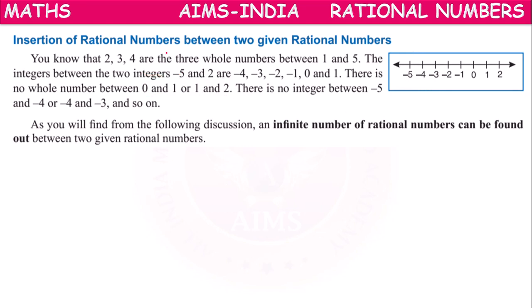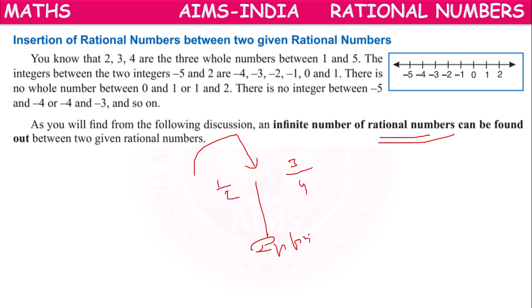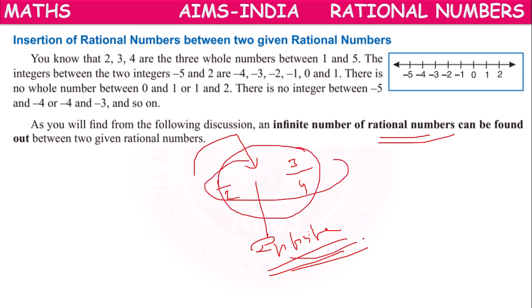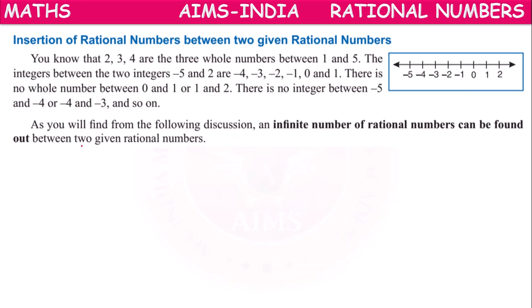But the rational numbers case is different. It's not like whole numbers, not like integers. Between two rational numbers, 1 by 2 and 3 by 4, we can insert infinite numbers. Infinite means unlimited, countless. So between any two given rational numbers, we can insert an infinite number of rational numbers, unlike whole numbers and integers. That process we are going to learn now.